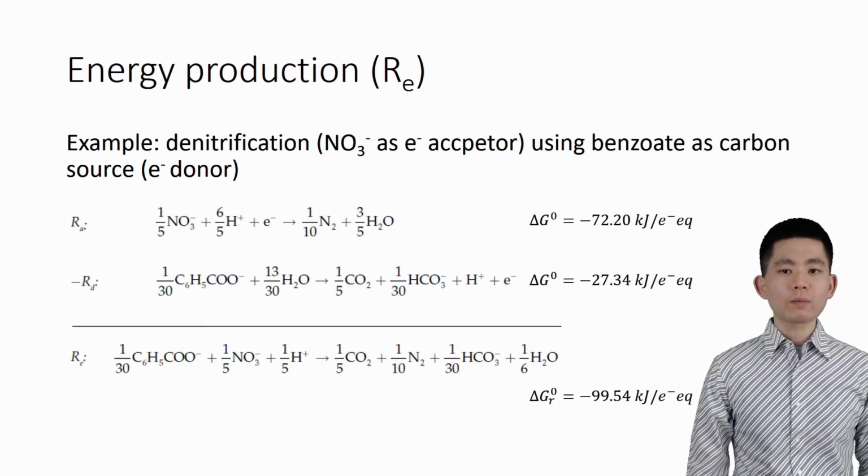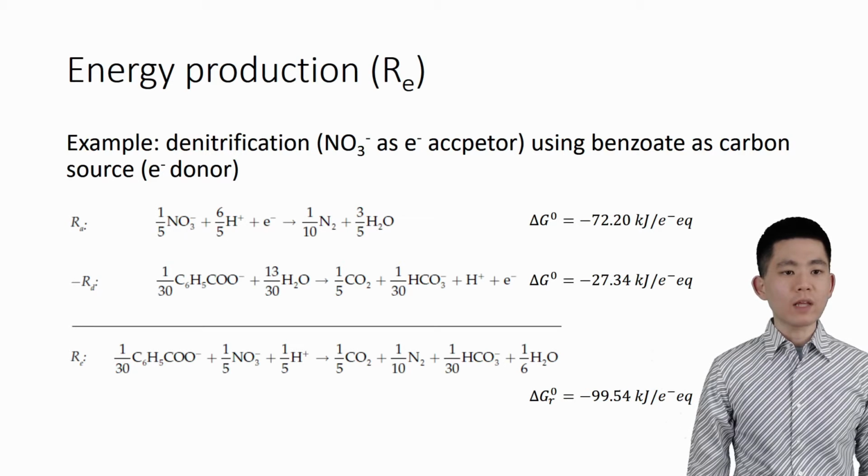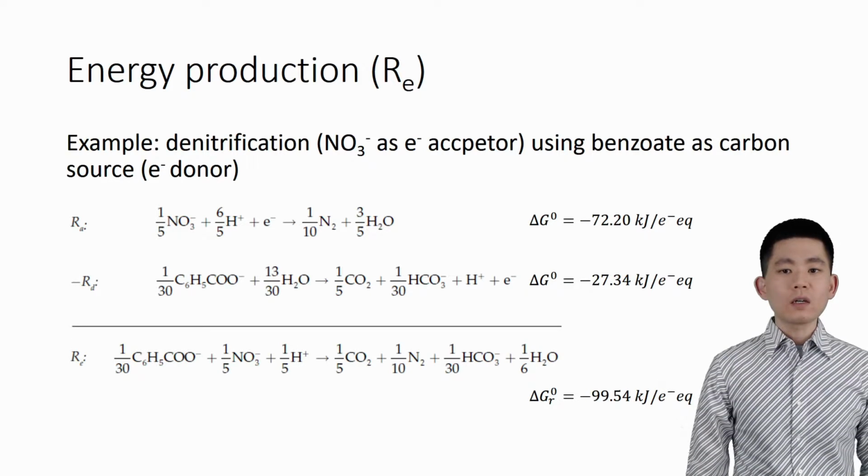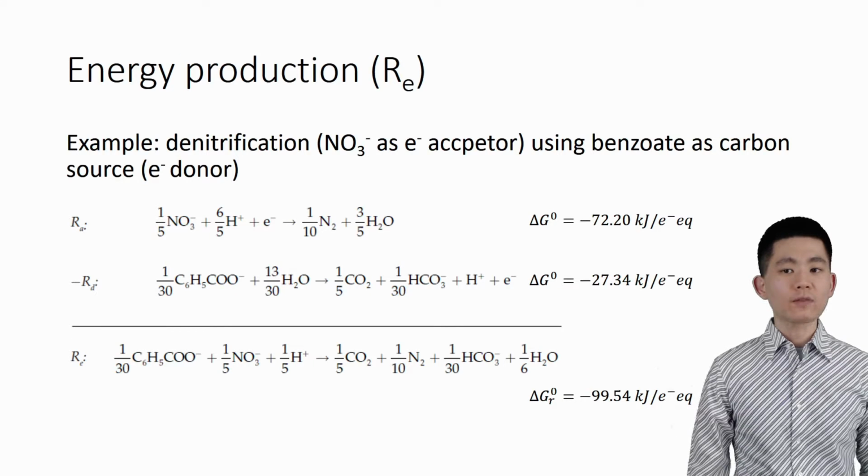We can also compute the delta G value at the standard condition of the reaction by adding the delta G for electron acceptance reaction and electron donation reaction. Please note the negative sign for delta G of RD because the half reaction is flipped.